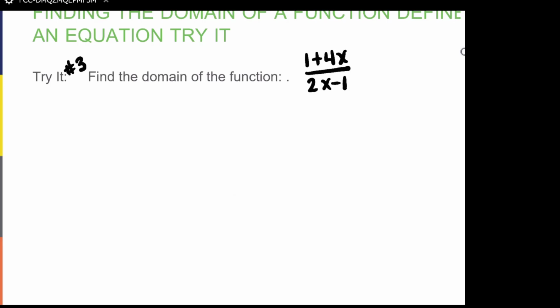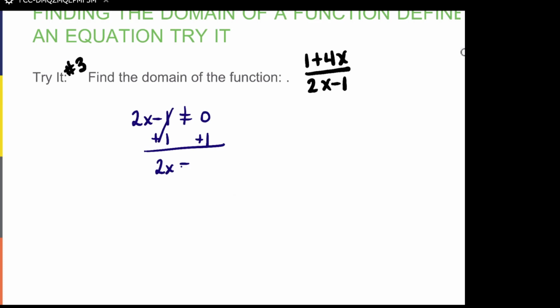Okay, because this is a rational function, we know that the denominator, which is 2x minus 1, cannot equal 0. So if we solve this for x, we would add 1 to both sides. We're left with 2x can't equal 1. And then we divide both sides by 2. In this case, x can't equal 1/2.